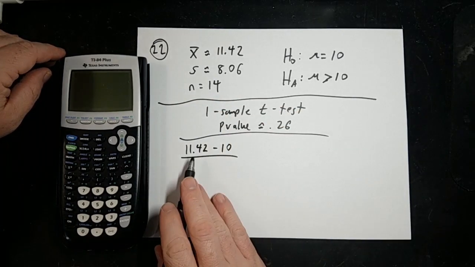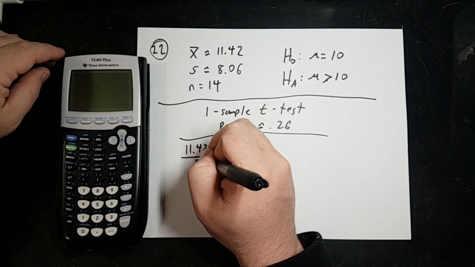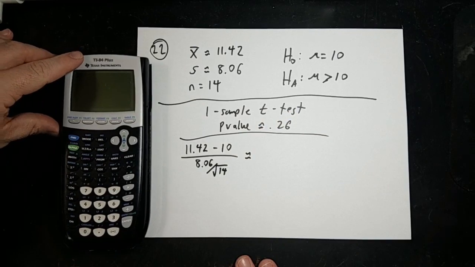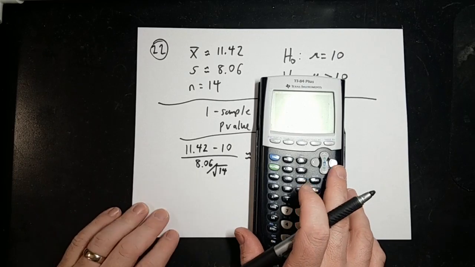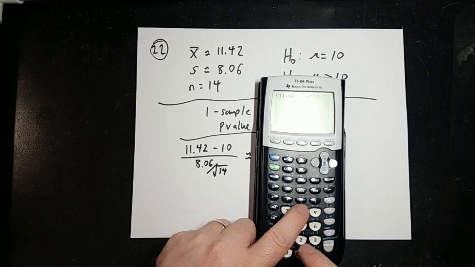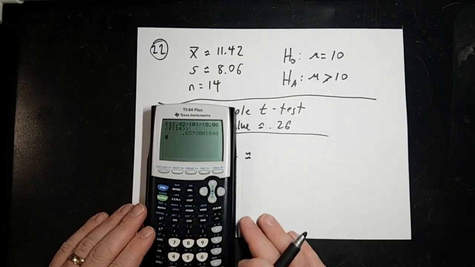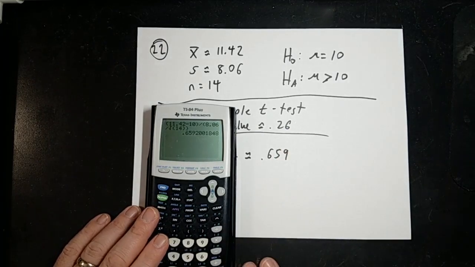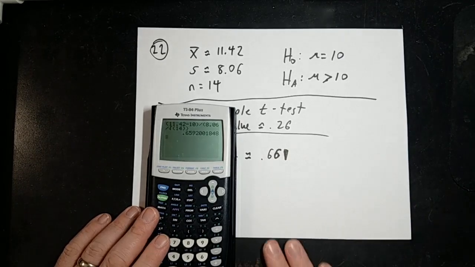11.42 minus 10, sample data minus the population data over sample standard deviation over the square root of the sample size. This should give us our t-score. I'm going to show you how you can use tcdf to get that thing done. Whatever, I'll type it in first. 11.42 minus 10 divided by 8.06 divided by the square root of the sample size. You get a t-score of approximately 0.659. I can go 0.66. Yeah, why not? Approximately 0.66.